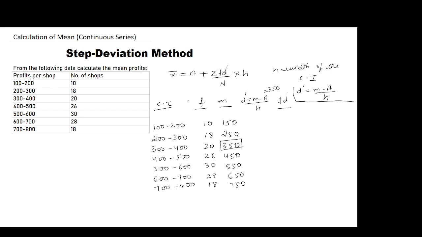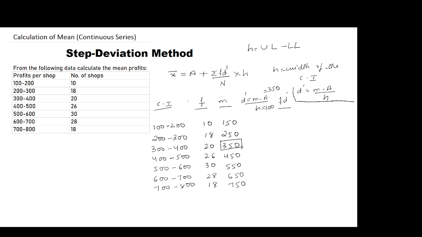Let me write here. And h is width of the class interval. What is width? Upper limit minus lower limit. So this is how the width of the class interval should be calculated. So the difference between upper limit and lower limit gives the width of the class interval. Here, since the class intervals are equal, the width will be 100. 200 minus 100 is also 100. 300 minus 200 is also 100. 400 minus 300 is 100. So everywhere the width of the class interval is same. H is equal to 100. I am writing it here.